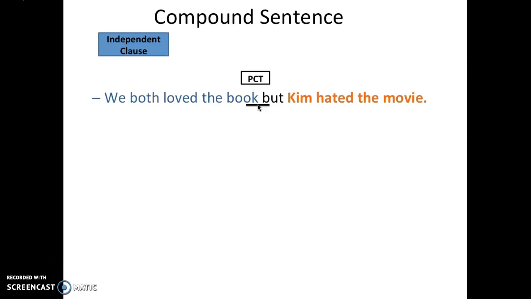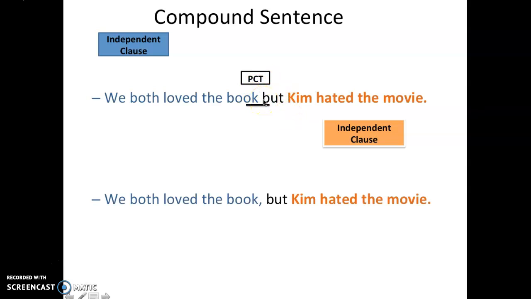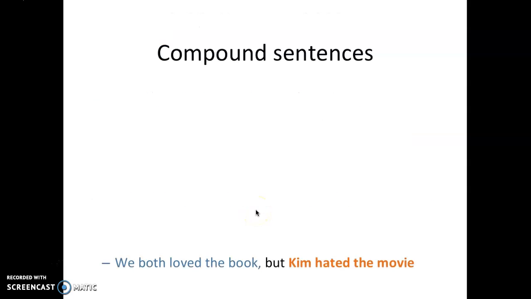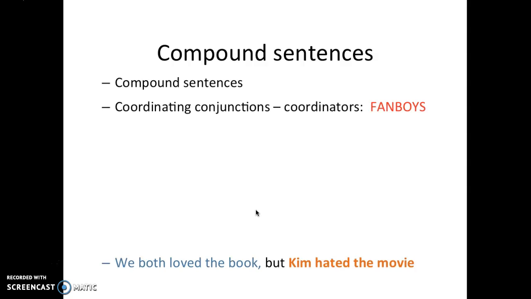Why? Because when you have two independent clauses like this, and if you add but in between, you need to put a comma there. We both love the book, but Kim hated the movie. Okay? Because you have two independent clauses separated by the word but, you need to put a comma there. If you put a comma, then it's a perfect sentence. It makes sense. It's not a mistake. Okay?